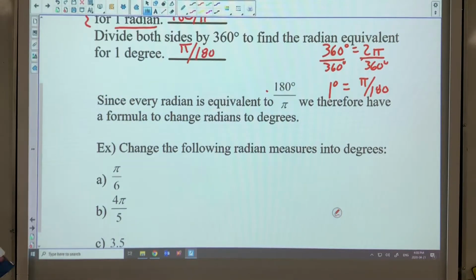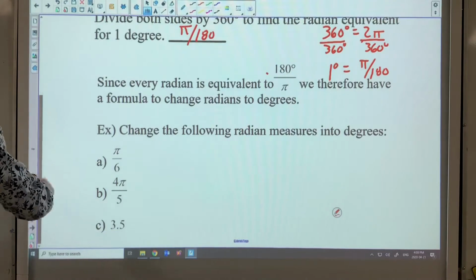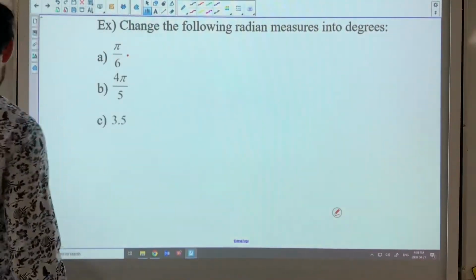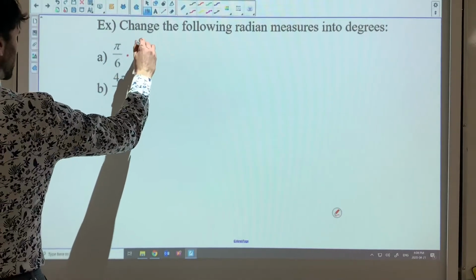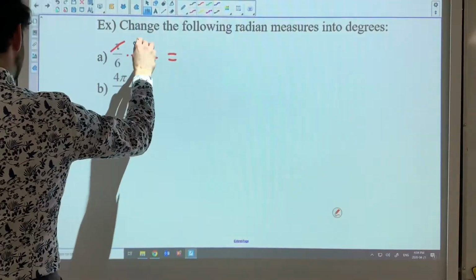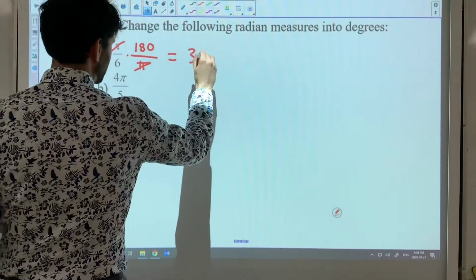So we have a formula, and we can do a couple of really basic questions here. Change the following radian measures into degrees. What we're going to do is multiply by 180 over pi, and as you'll see, the pi's will cancel out, and then you can go 6 into 180, and you get 30 degrees.